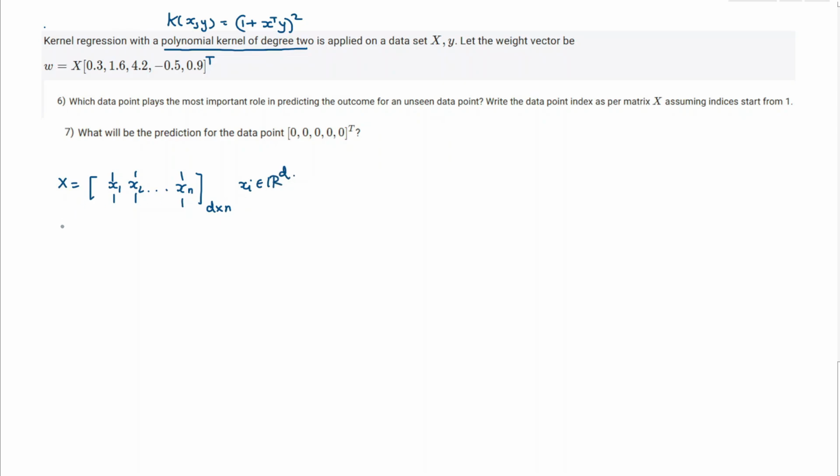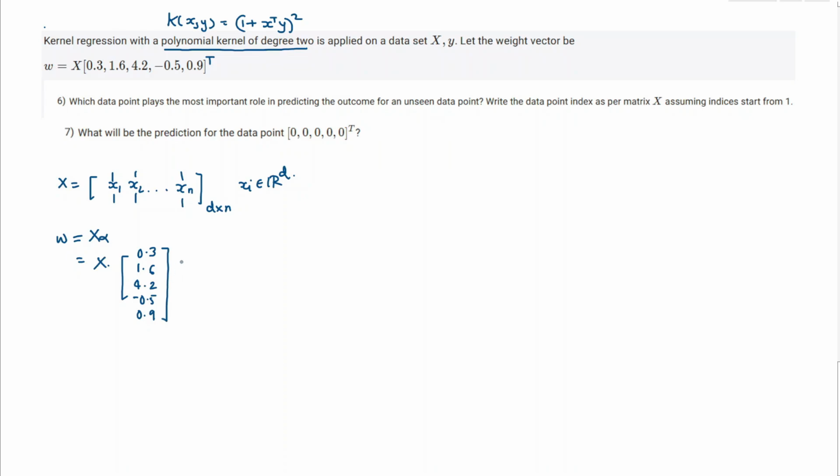And we know that the weight vector, which is the optimum weight obtained by minimizing the loss function or the objective function, can be expressed as a linear combination of the data points. So we can write it as x times alpha. Here x is not given, but alpha is given to be 0.3, 1.6, 4.2, minus 0.5, and 0.9.